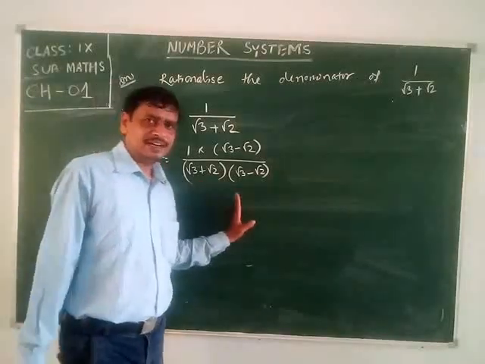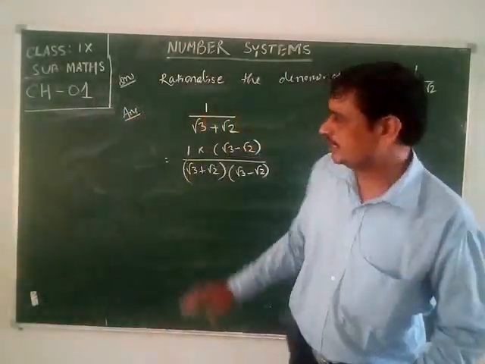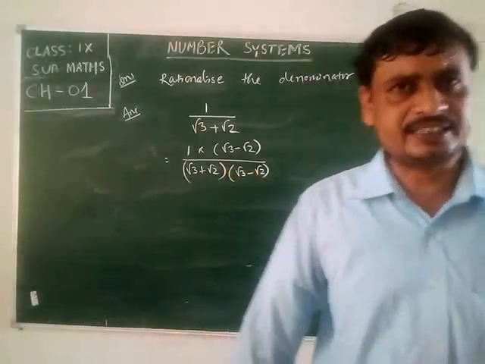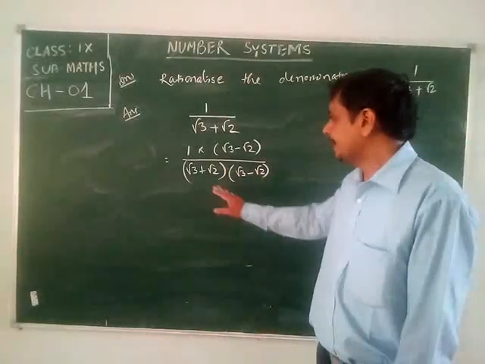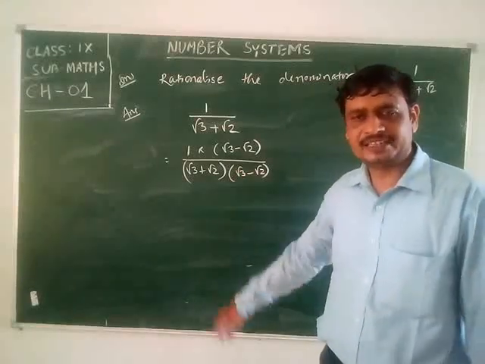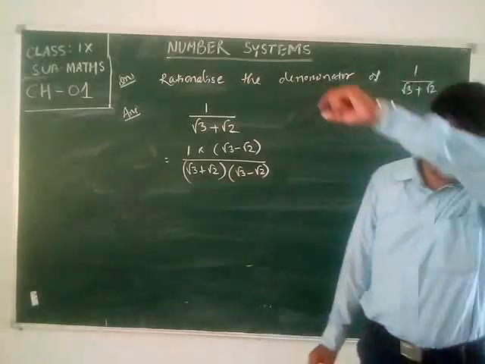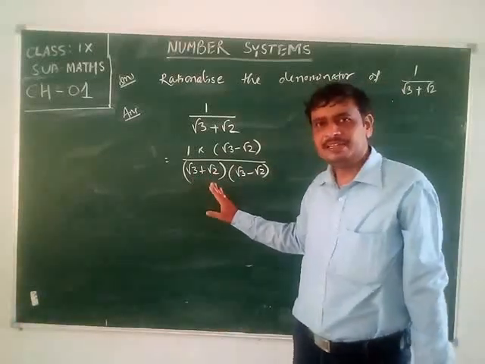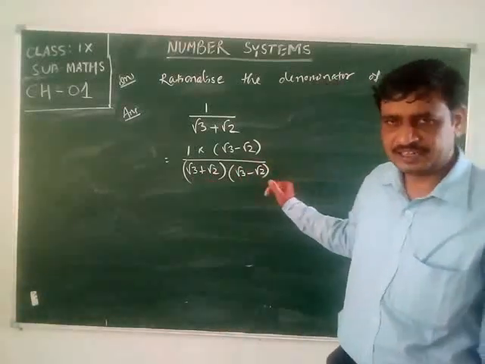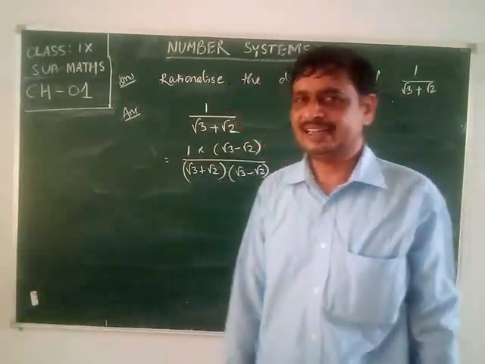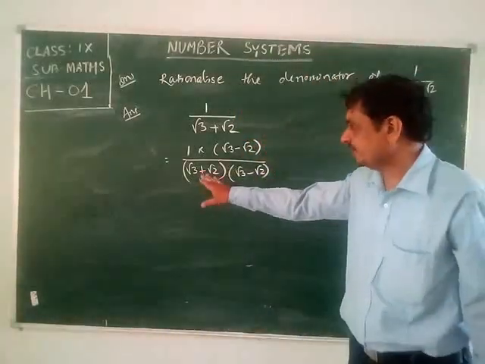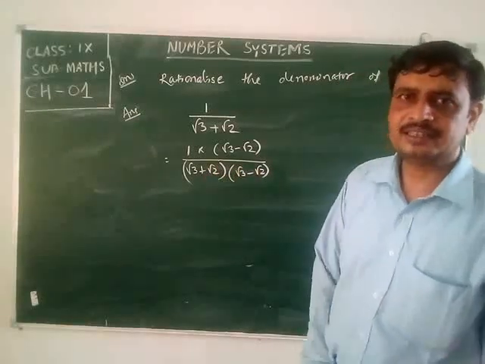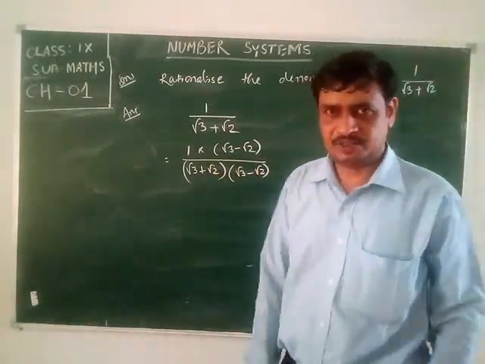We are multiplying the rationalizing factor only to get the rational number, only to represent the denominator in its rational form by using the identity a plus b into a minus b. Here we will get the form a square minus b square. The square of any irrational becomes rational. In this way we will get the denominator in rational form.